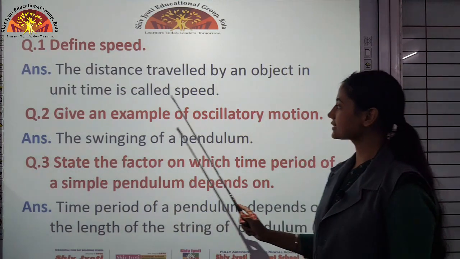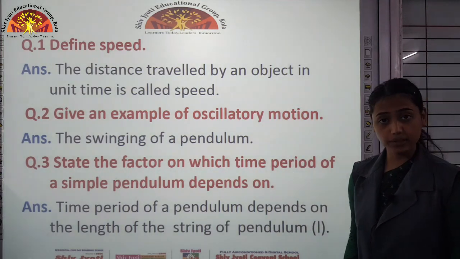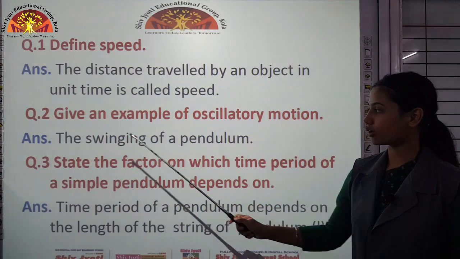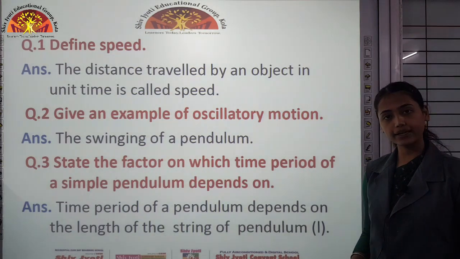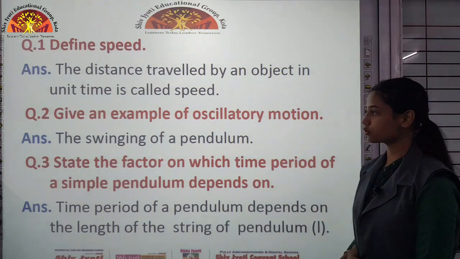Question 2, give an example of oscillatory motion. What is oscillatory motion? The periodic motion, the swinging of a pendulum. A simple pendulum shows what motion? Periodic, or we say oscillatory motion.